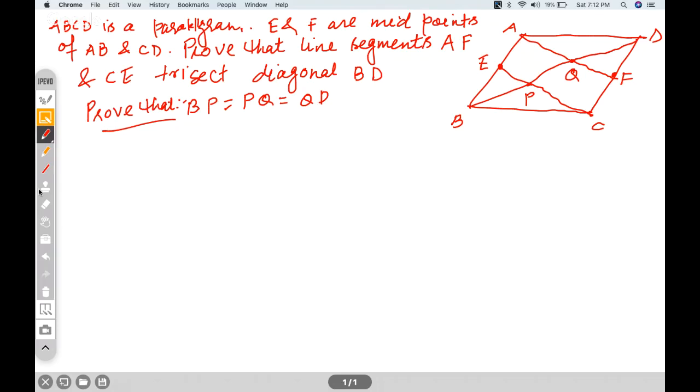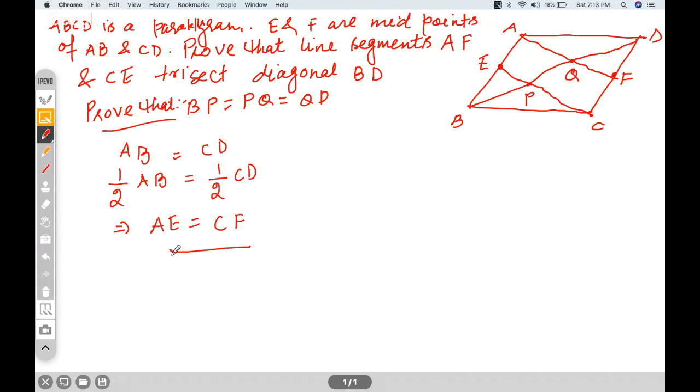Okay, let me solve. Okay, 3 people have done it. Let me solve it. Now what I need to do, as I told, I need to prove that AECF is a parallelogram. How do I prove it? I know that ABCD is a parallelogram. So AB is equal to CD. Opposite sides are equal. As E and F are midpoints of AB and CD, half of AB would also be equal to half of CD. So I know that half of AB is AE and half of CD is CF. So AE is equal to CF.